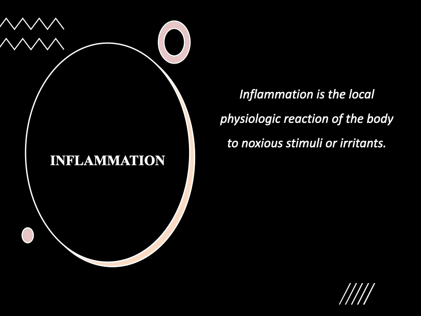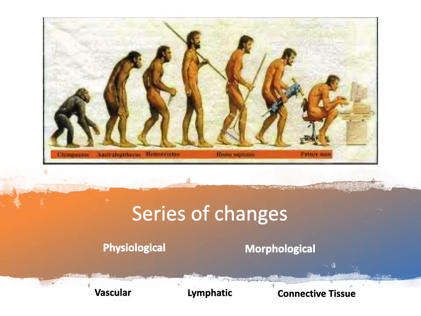Inflammation is the local physiological reaction of the body to noxious stimuli or irritants. During inflammation, there are a series of changes that can happen. One, it is the physiological changes. Second, it could be morphological changes. The physiological changes can be either vascular, lymphatic or even connective tissue changes.